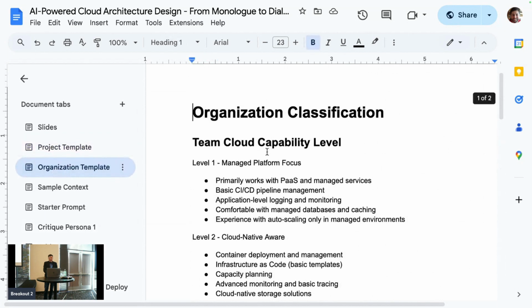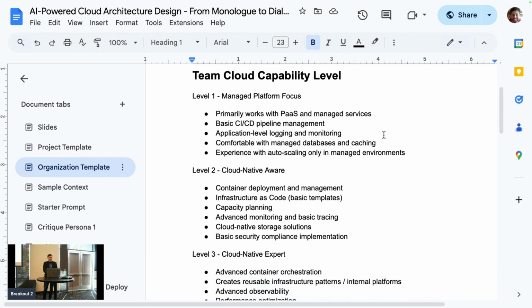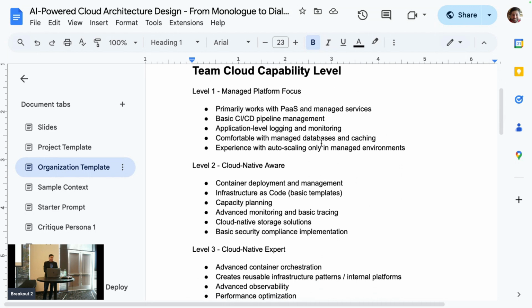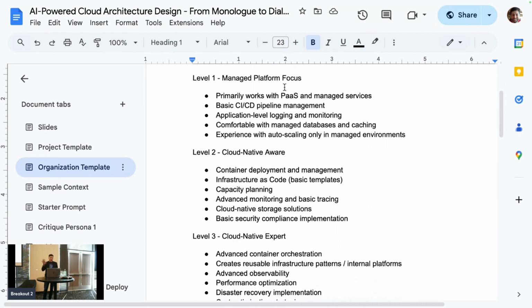So we'll jump to the organization template. That was the particular project. There are probably things about your organization that would be good context to add. You can definitely make your own. This is just an example. I did something simple with levels 1, 2, and 3. How is your team's cloud capability?